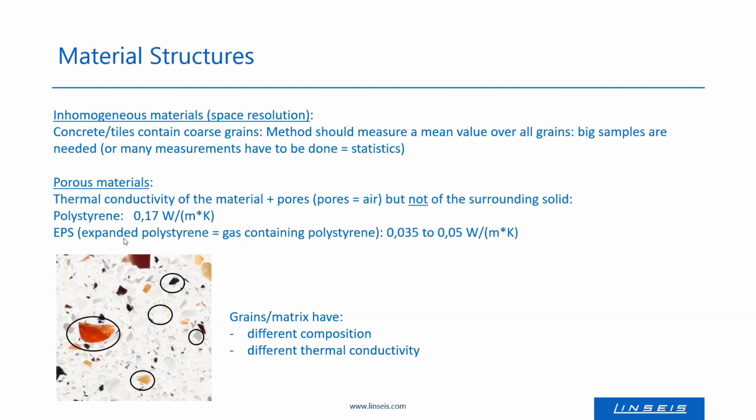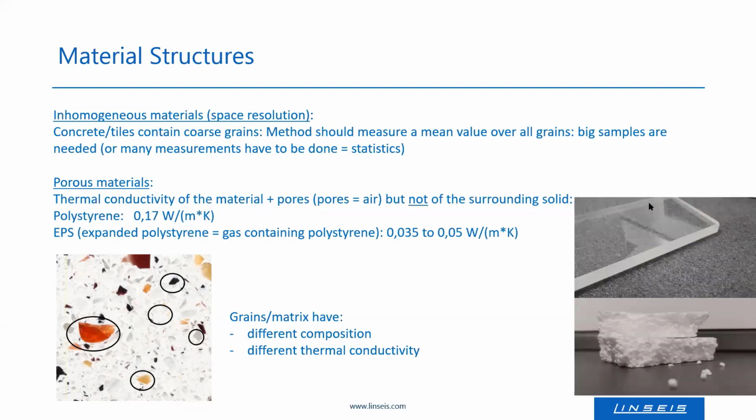A special example for inhomogeneous materials are porous materials. So in these cases, there will be no grains, but holes, which are usually gas-filled. And a very known example is expanded polystyrene.